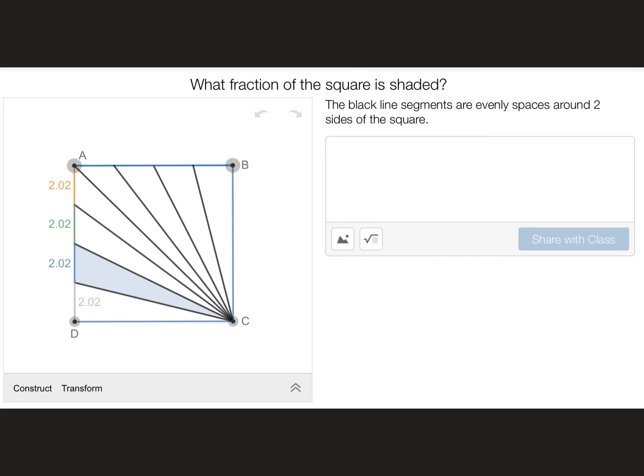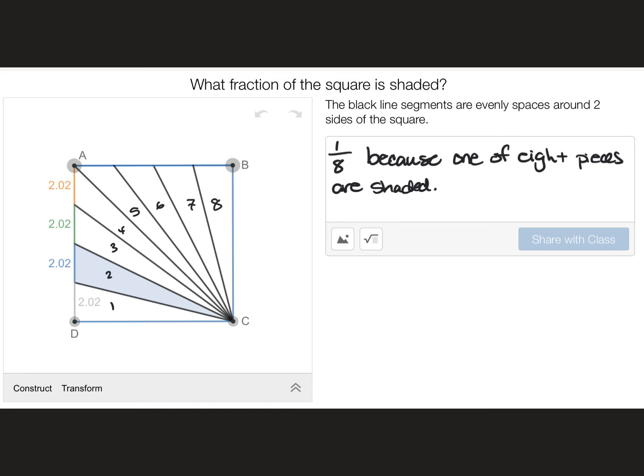This was an interesting one in class. People noticed pretty quickly. So the question is, what fraction of the square is shaded? This little blue triangle right here. People noticed pretty quickly that those were all equal, and then they also said there are 1, 2, 3, 4, 5, 6, 7, 8 pieces. So a lot of people said there's 1 out of 8 because 1 out of 8 pieces are shaded.